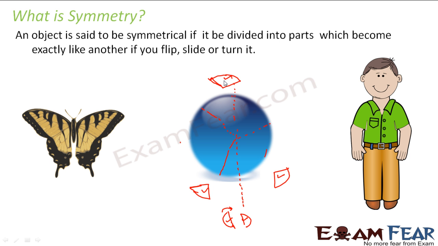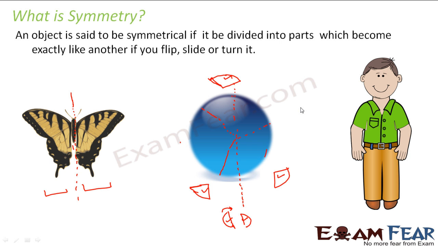Similarly, if you look at this butterfly, and you divide it along this plane, what do you see? This side and this side are identical to each other. So if you turn one side, you get the other side. Both are identical to each other, and that is why we say that it exhibits symmetry.